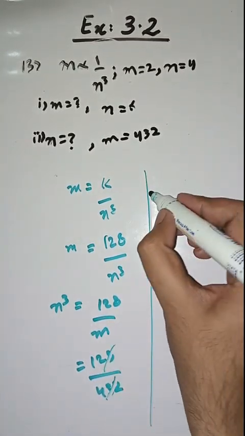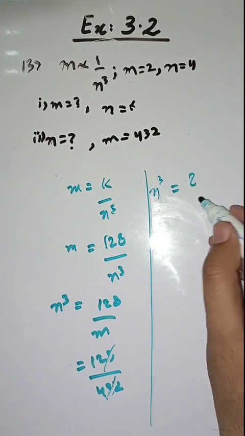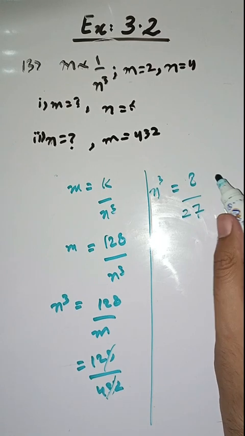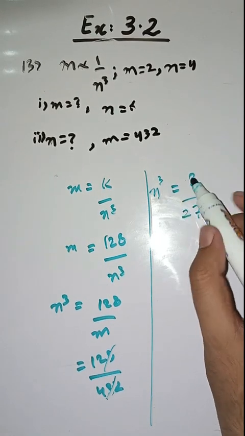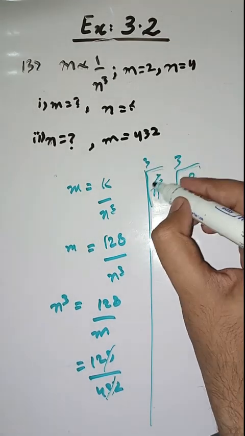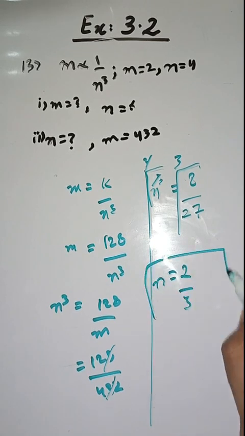Cut off, so n cube is equal to 8 over 27. Now we have to find the value of n, not n cube, so we take the cube root on both sides. Cut off, so n is equal to 2 over 3. So we have found the value of n, which is 2 by 3.